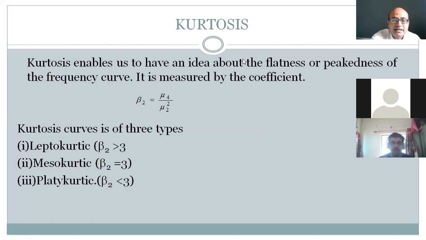We take the second one as mesokurtic. If beta 2 is equal to 3, it is nothing but the normal distribution. If beta 2 is greater than 3, then the peakedness of the curve increases to a higher value, which shows a high peak. Platykurtic means below the normal curve, that is, the curve being of a flat form. Okay.